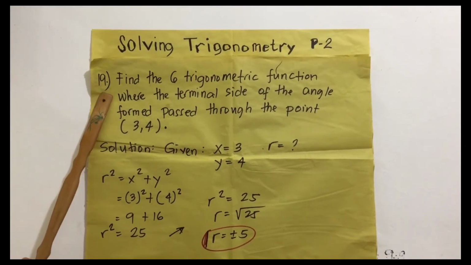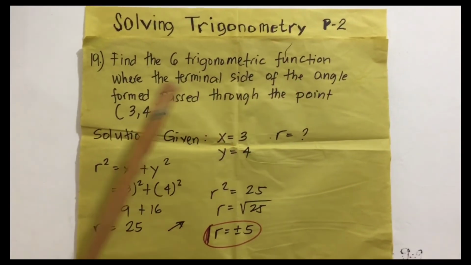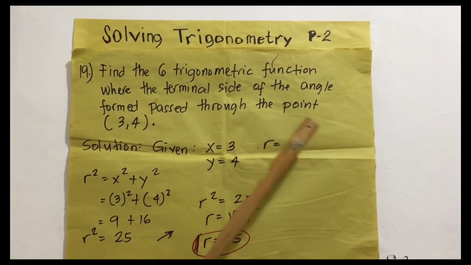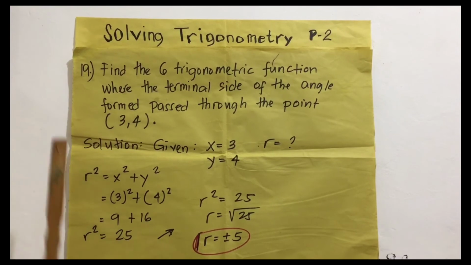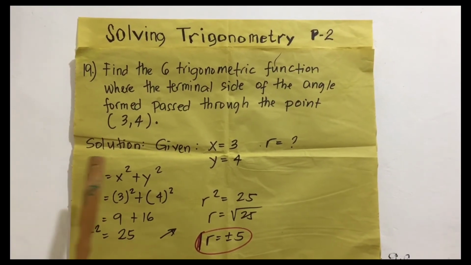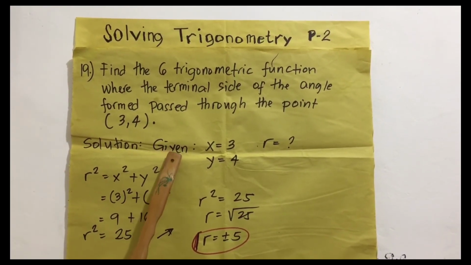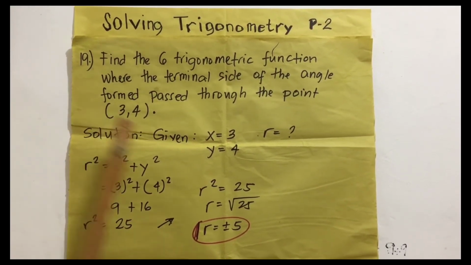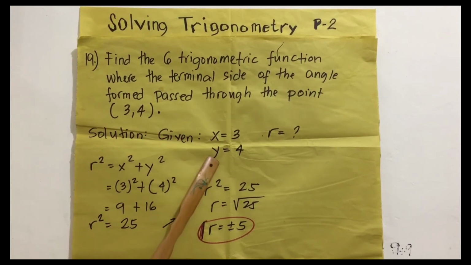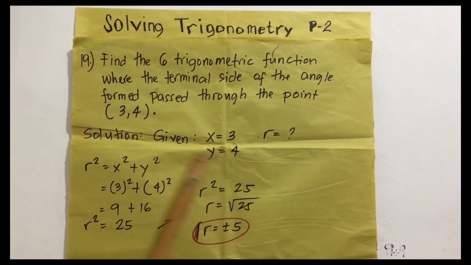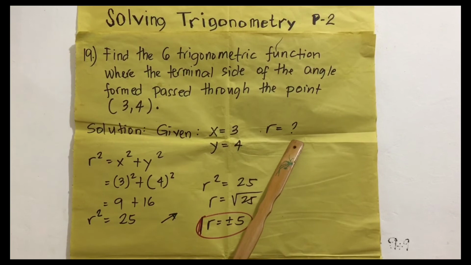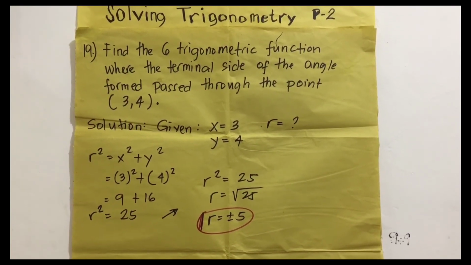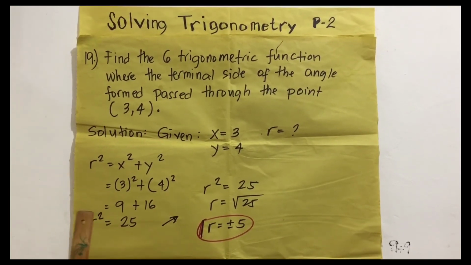Okay, number 19: find the six trigonometric functions where the terminal side of the angle passes through the point 3 and 4. So this is the coordinate. For our solution, first we have to find out the given. The given is x equals 3, this is the abscissa, and y, which is the ordinate, is 4. And the radius vector is not given. So we have to compute the radius vector before we can find the six trigonometric functions.